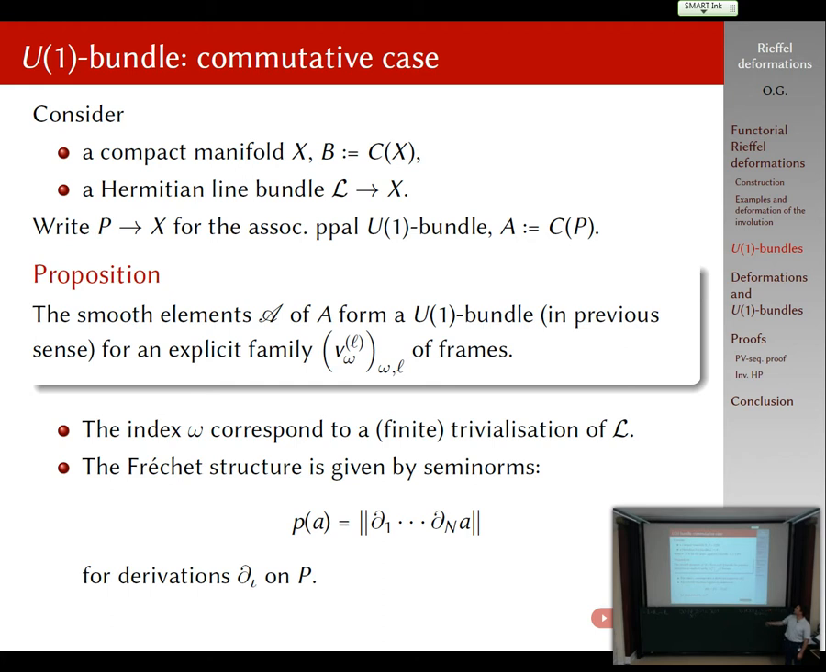You take a Hermitian line bundle and you write P of X for the associated principal U1 bundle, and A is just the continuous functions on P. Then you have a C-star algebra with an action of S1, and the identity as action of Z. You are precisely in the setting of our previous slides. So you can consider the smooth version of A, and it forms a U1 bundle in the analytical meaning that I have just defined for a certain explicit family V omega L of frames.